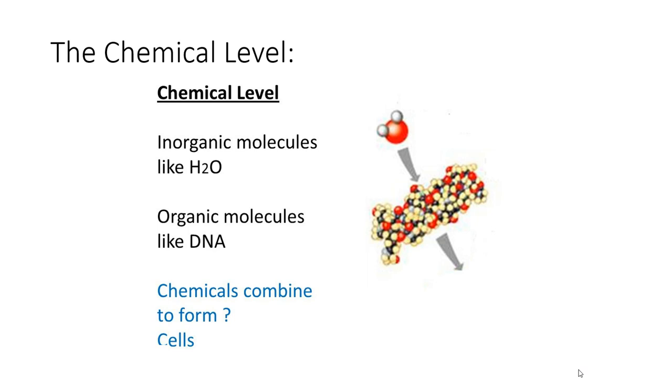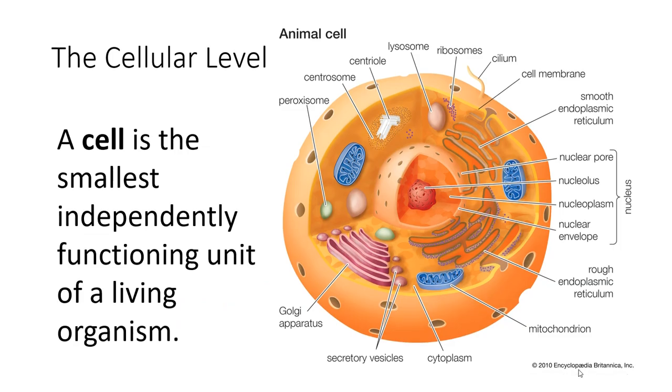All right, the first of these levels is the chemical level. The chemical level includes the atoms and molecules. Some examples would be DNA and glucose. Chemicals combine to form and create our cells. The next level is the cellular level. A cell is the smallest independent functioning unit of any living organism. Examples would be muscle cells, nerve cells, blood cells.